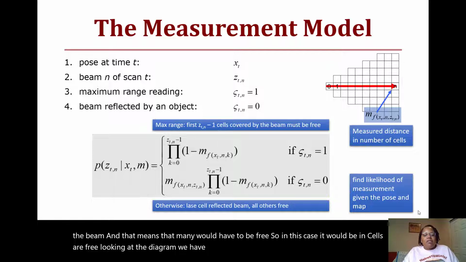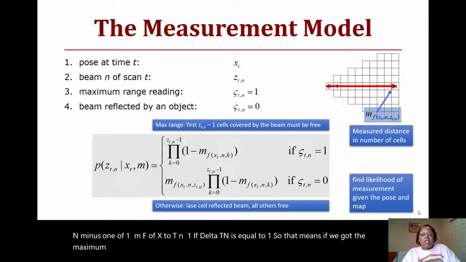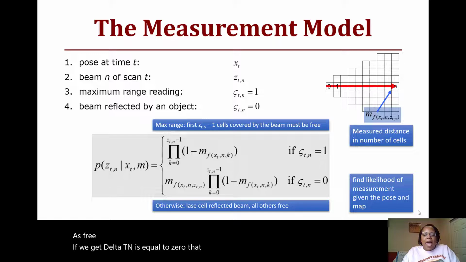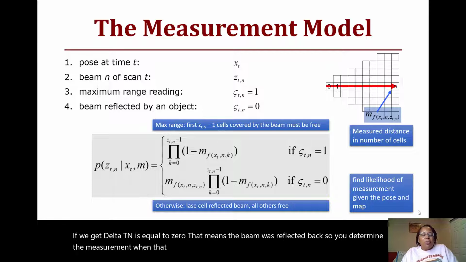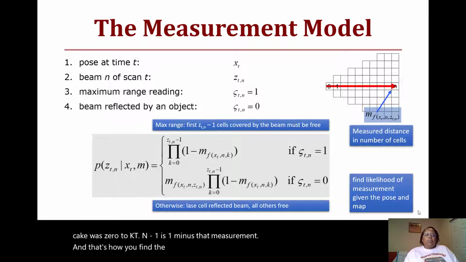And so that would be the product from k equals 0 to z_t^n minus 1 of 1 minus m_f(x, t, n, k) if delta_t^n is equal to 1. So that means if we got the maximum range reading, then all of those cells up to that point, we mark them as free. If we get delta_t^n equal to 0, that means the beam was reflected back. So you determine the measurement when that beam was reflected back, and you multiply that by the probability, k equals 0 to z_t^n minus 1, of 1 minus that measurement. And that's how you find the likelihood of a measurement given the pose of the robot and the map.